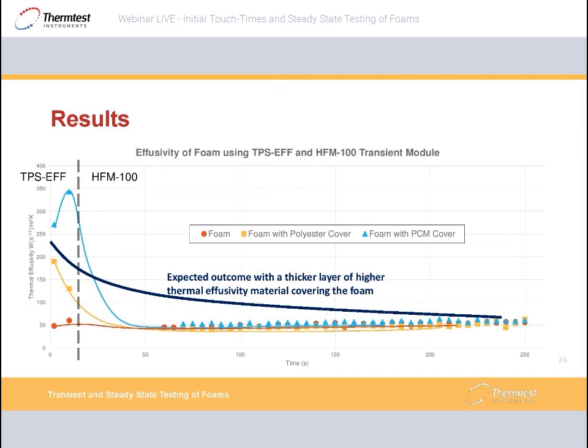The higher thermal effusivity will be recorded through the initial touch time, and due to the higher thickness of this material, you will observe a higher thermal effusivity of this material as the heat diffuses through it for a prolonged period of time due to the increased thickness. As the heat diffuses through this surface layer, this top layer, and further into the mattress foam, the value will approach the mattress foam itself over time.